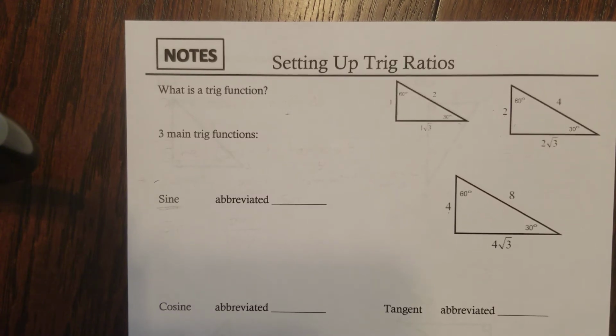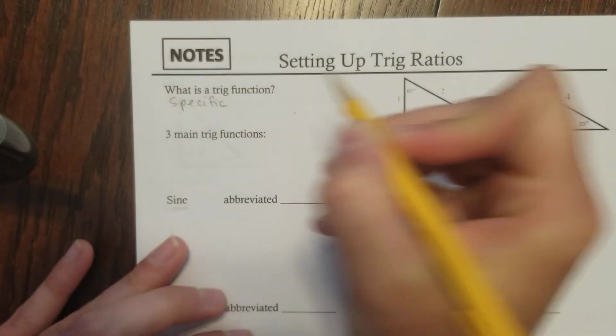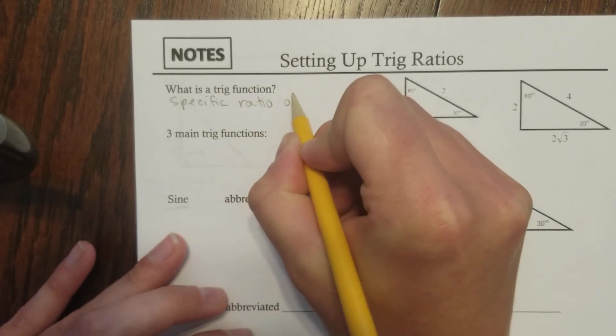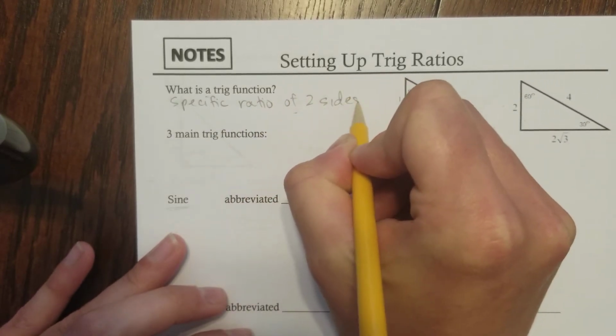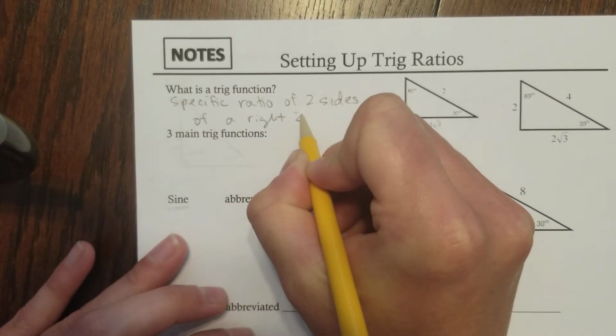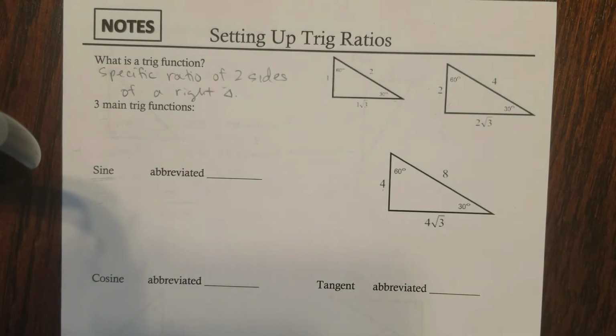But today we really need to build a strong foundation, and that is identifying what trig functions are and which one we're going to use and how to set them up. So let's talk first. What is a trig function? So a trig function or a trig ratio is just a specific ratio of two sides of a right triangle.